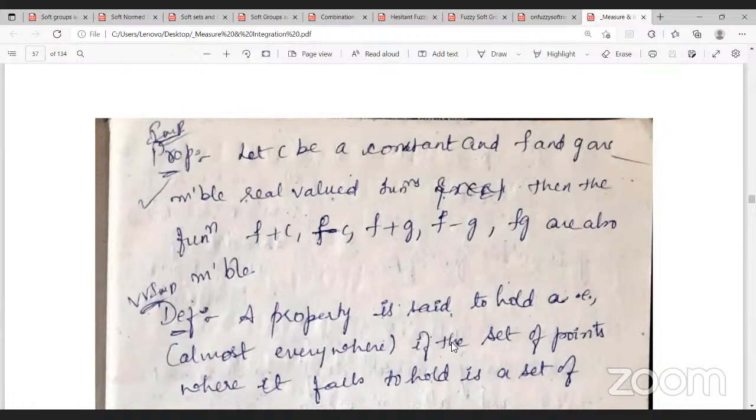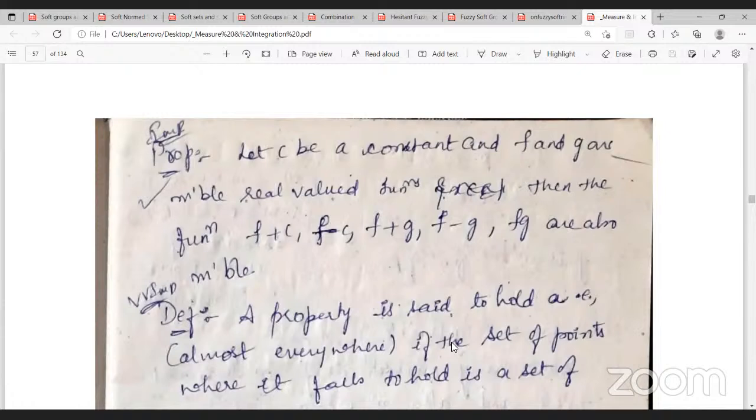Proof. Let E be any measurable set, and any function f is defined on E. Let E be any measurable set, f is defined on the set E. Is measurable if and only if f is a measurable function.